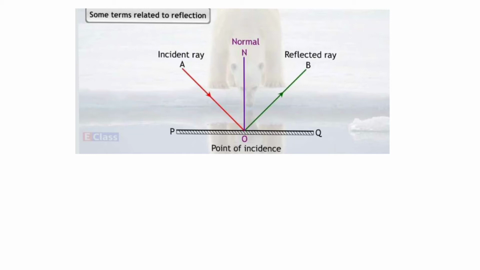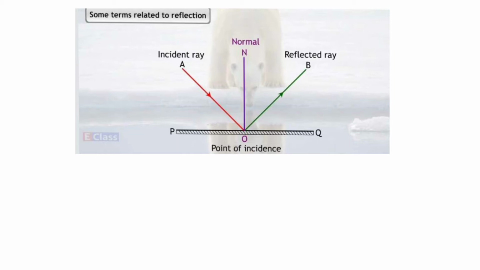So you have here, children, from A to O. The arrow is towards O. So how is the ray coming? From A to O it is coming. Now look at the green colored line, the arrow is going in the outward direction. So from O to B. So that is the reflected ray. The name of the ray should start from the origin, right? So OB ray. So AO ray is the incident ray and OB ray is the reflected ray.